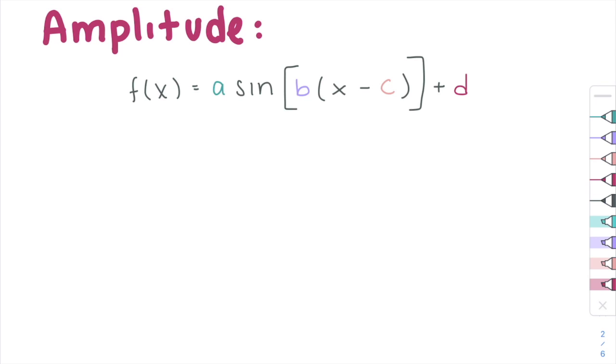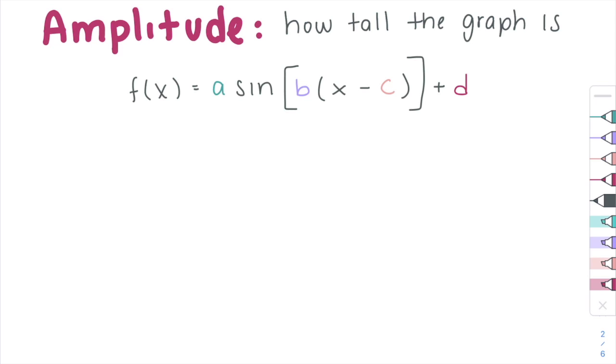So first, let's look at the amplitude of the graph. And the amplitude of the graph is just how tall the graph is. When we were talking about transformations earlier in the year, our transformation that is equivalent to amplitude is just the vertical stretch or shrink of the graph.